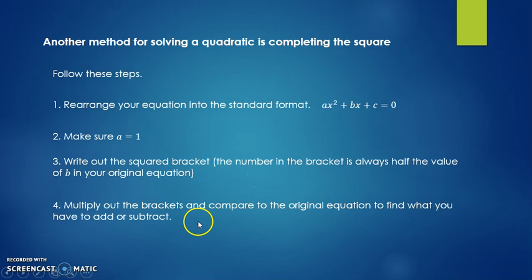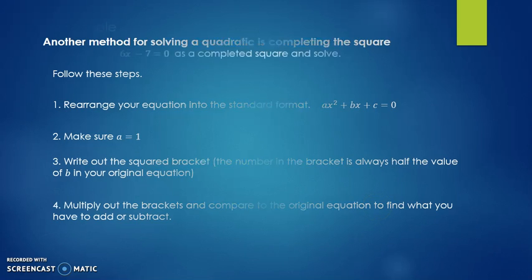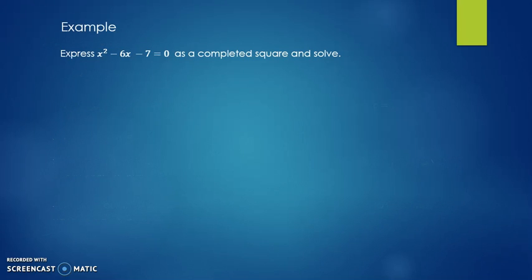And finally, you're going to multiply out your brackets, and again you'll see in the example what I mean by that, and then compare what you've got to your original equation you were given. And then you decide, what do I have to add or what do I have to subtract to make them the same? And hence complete the square. So let's have a look at an example.